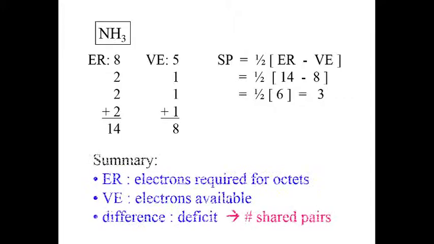In summary, Er is the number of electrons required to give octets, or duets to hydrogen, in the absence of bonding. Ve is the actual number of valence electrons available. The difference is the deficit of electrons, which leads to the number of shared pairs.